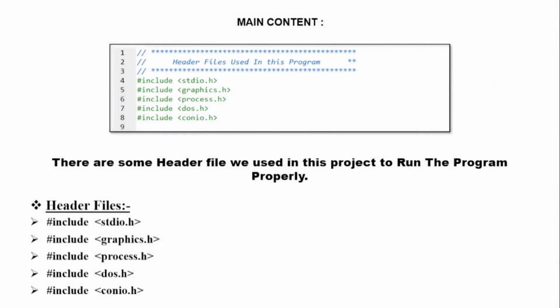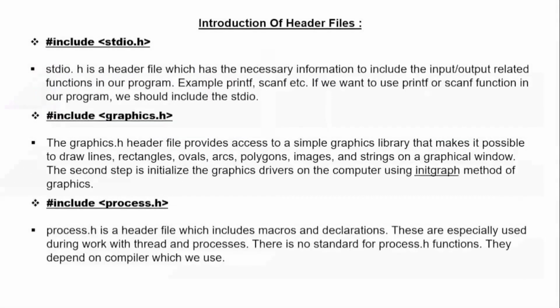So it's our main content. There are some header files used in this program to run the program properly. Include stdio.h, include graphics.h, include process.h, include dos.h and include conio.h. Now the introduction of the header files.